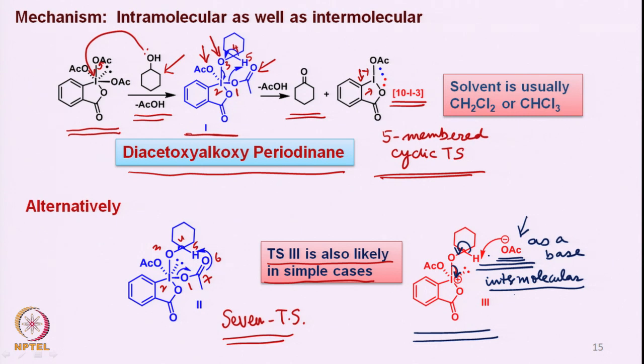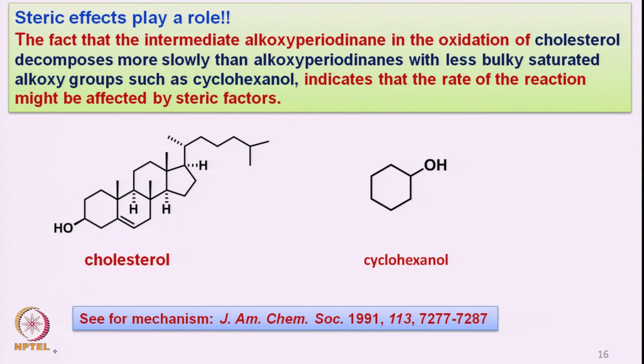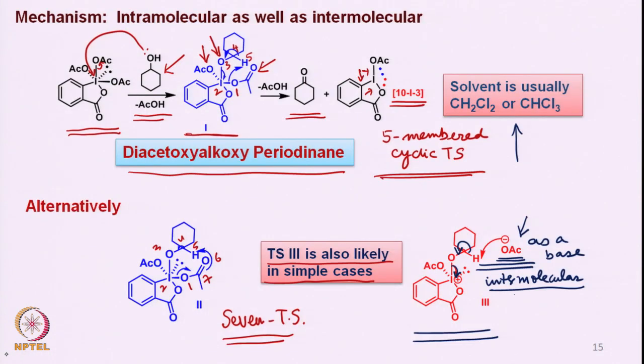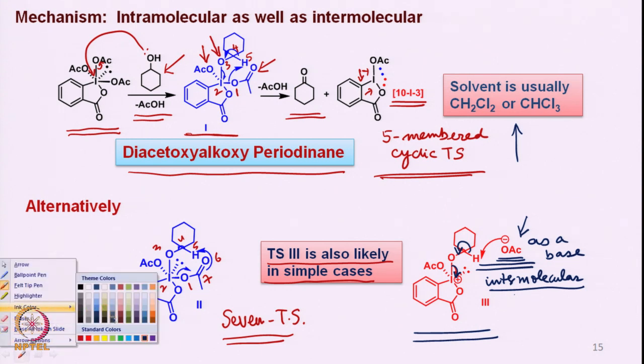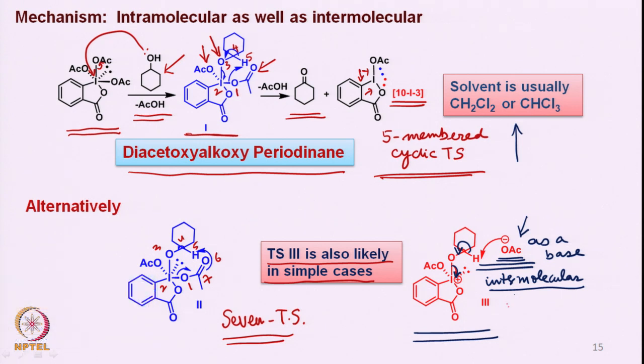Now these reactions are generally carried out in solvents like dichloromethane or chloroform, and of course, as I mentioned, at room temperature. Now why are we talking about these types of transition states such as 1 and 2, when we can easily think that such an intermolecular transition state can occur readily to form the oxidized product, and the reagent gets reduced to the corresponding byproduct, which is what is here.